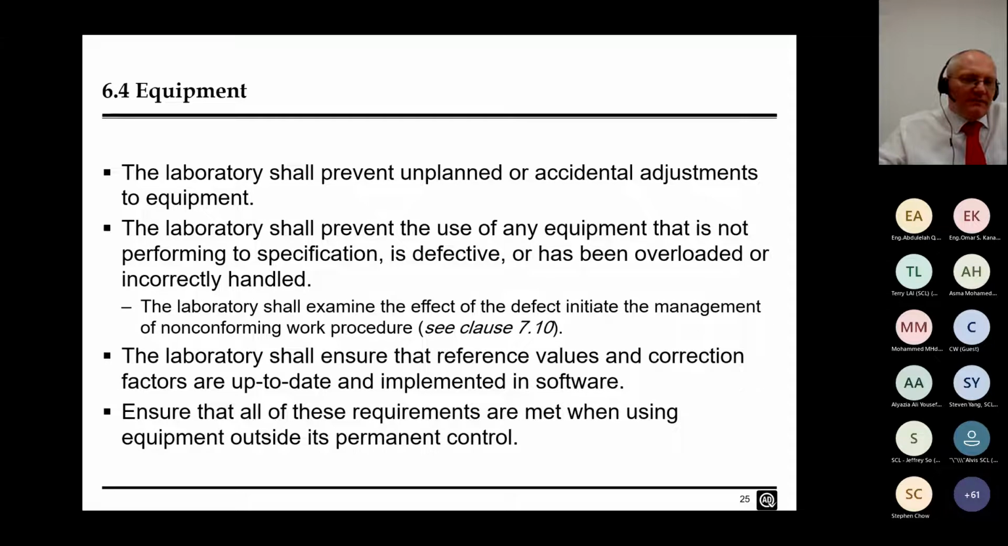So if you have equipment that you think may not be working properly, it might not be performing to specification, it seems to you to be defective, or it's incorrectly handled, maybe you dropped it, or you've been overloaded, or you've put the wrong current into the wrong measurement points. It's very important that you stop use of this equipment. And it's very important that you take that out of service until it has been verified. And we need to look at the non-conforming work procedure here.